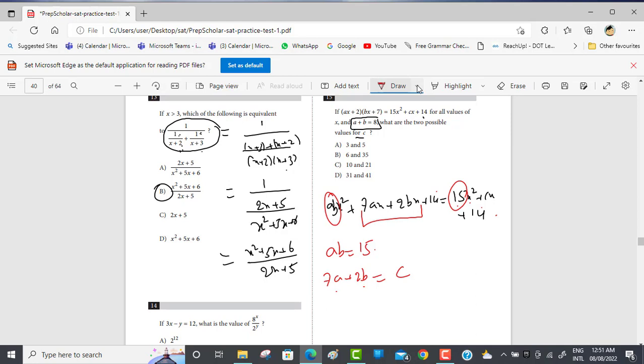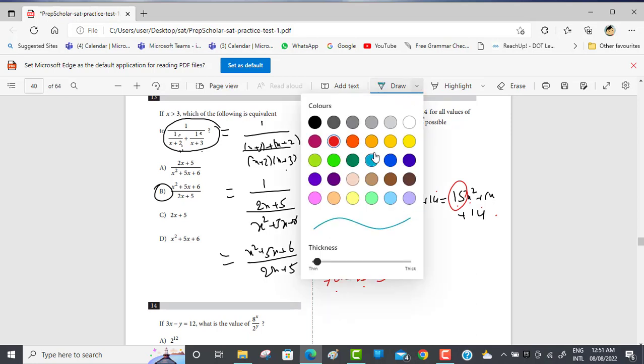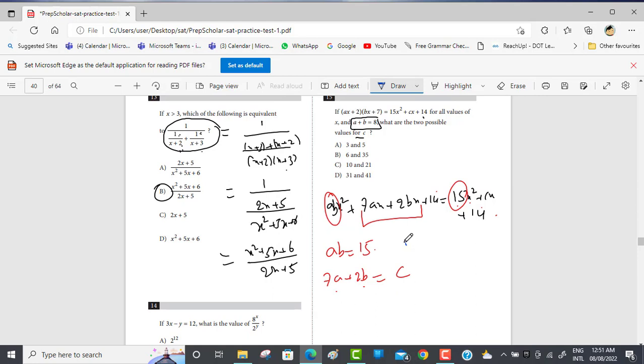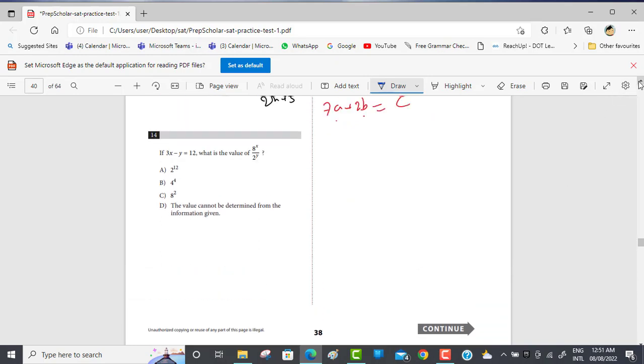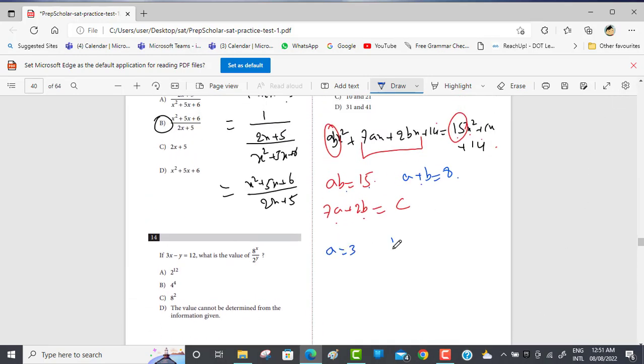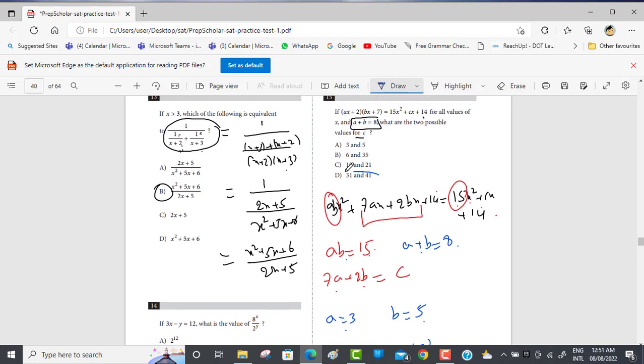He gave us another given, which is a plus b equal to 8. So which two numbers have their product as 15 and their sum as 8? They are 3 and 5. So a could be 3 and b could be 5, because their product is 15 and their sum is 8. If you replace a by 3 and b by 5, you will get 21 plus 10, 31. But if you replace a by 5 and b by 3, you will get 41. So the answer for sure is 31. The answer is the one that contains 31.